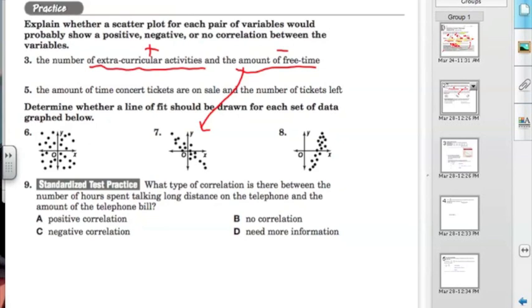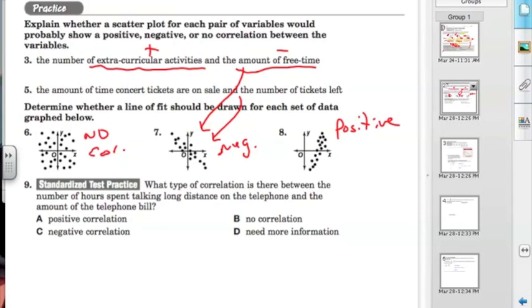Number 5, the amount of time concert tickets are on sale and the number of tickets left. So that's also going to be a number 7. Because the longer they go on sale, the fewer tickets there are left, hopefully. All right. For numbers 6, 7, and 8, determine whether a line of fit should be drawn for each set of data. Obviously, number 6, there is no correlation. Number 7, we already talked about it. This is a negative correlation. And number 8, yes, that's a positive correlation.